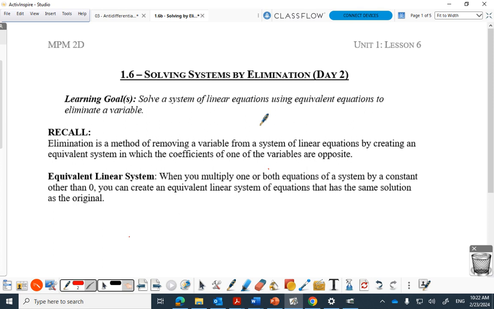So, the learning goal is the same. This whole chapter is 2 equations, solve them. It's the only thing we're learning in all chapter. We're learning all these different ways to do it. Recall, elimination is a method of removing a variable from a system of linear equations by creating an equivalent system in which the coefficients of the variables are opposite.